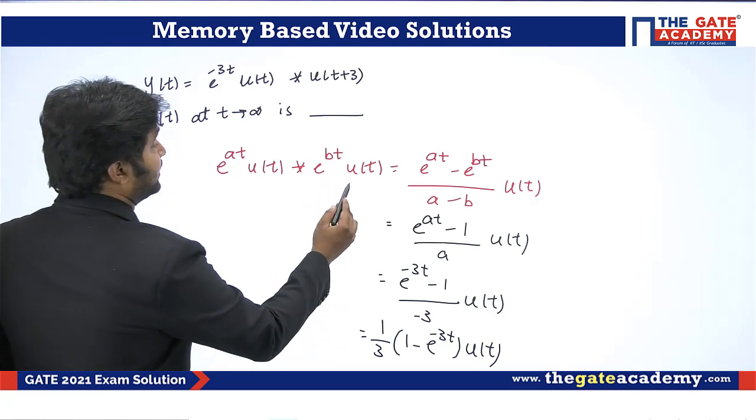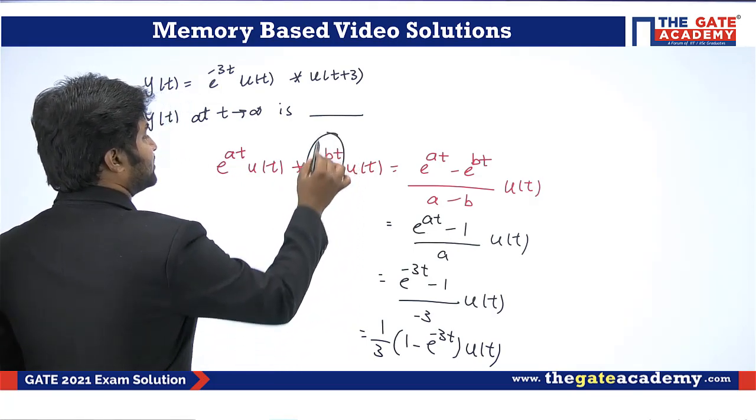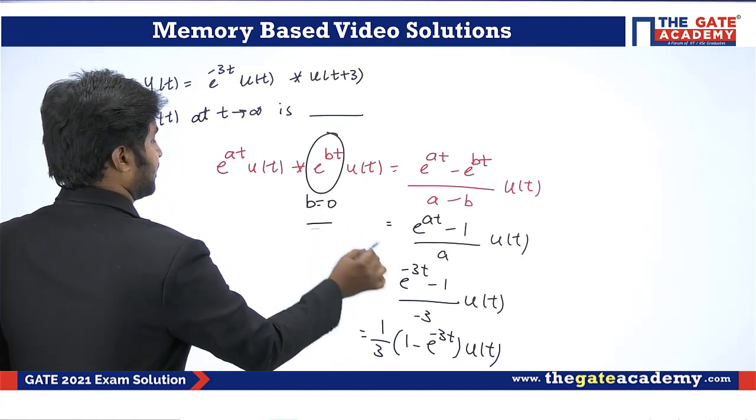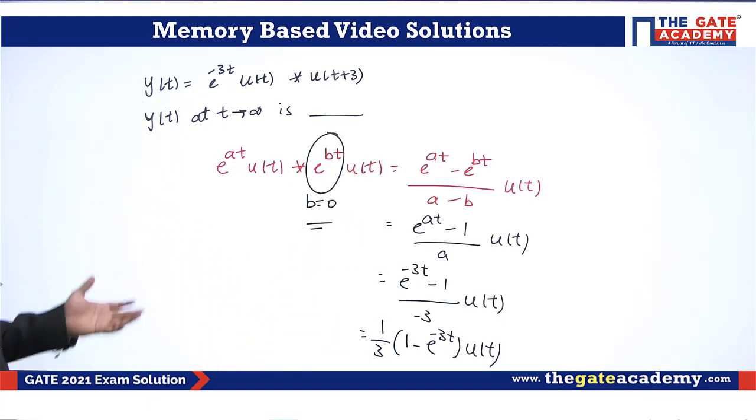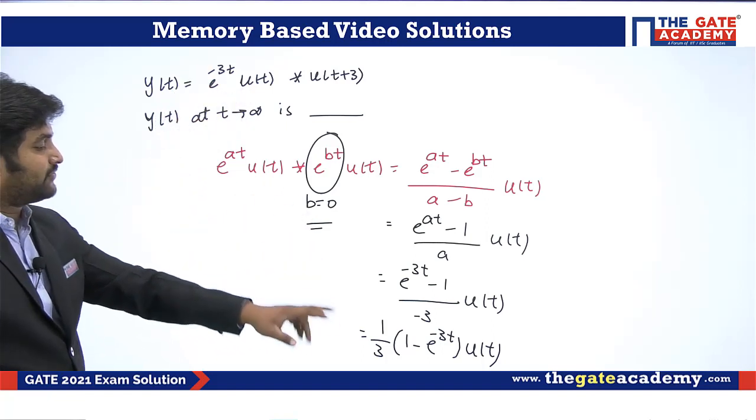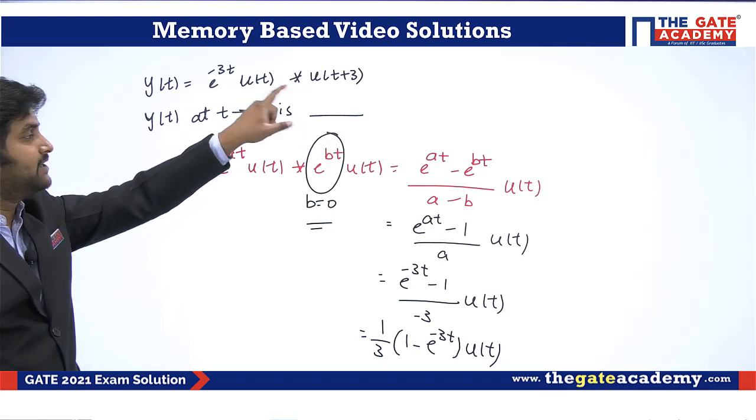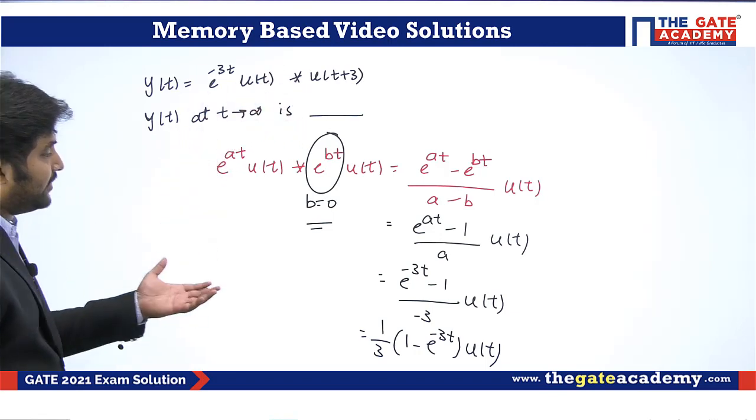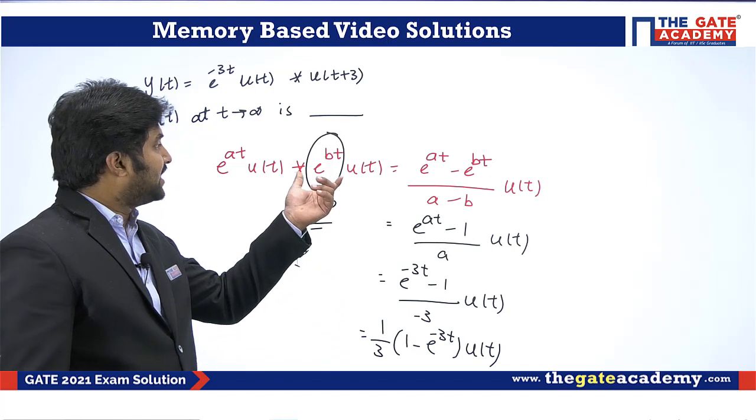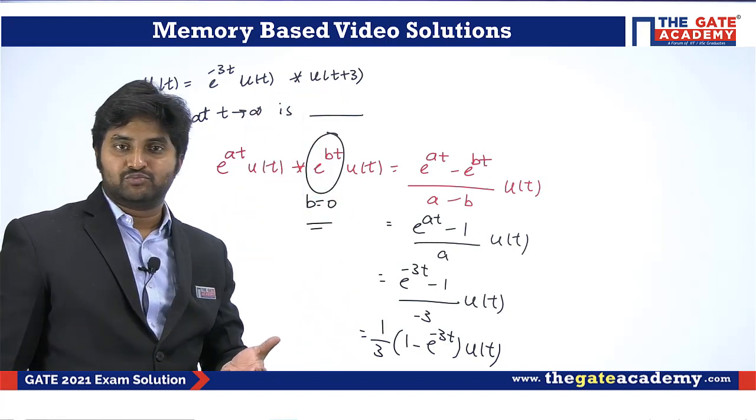But here, b equal to 0 means this is u of t. Now same concept here. So now you have e power minus 3t u(t), you convolve with u of t, you are getting the answer like this. But what I want is for u of t plus 3, right? What we have done is only for u of t here. But I have u of t plus 3. What will you do? Simple.